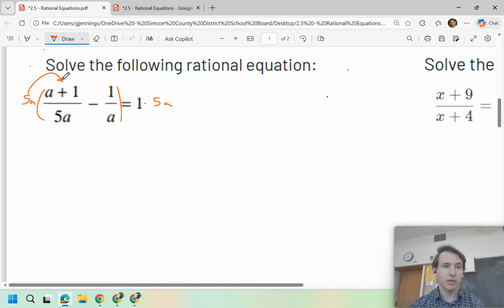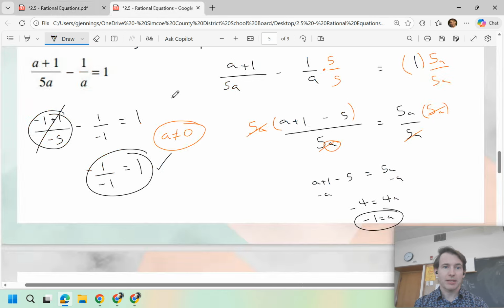We have to distribute it in, so it's going to multiply this, and it's going to multiply this. So I just need to be careful here. If I multiply this one, the a is going to cancel there and leave me 5, giving me my first line: a plus 1, not multiplied by 5a, because I already canceled its denominator, minus 5 is equal to 5a. And then we get to that line that much easier, that much quicker.